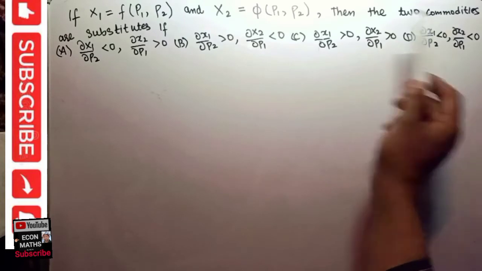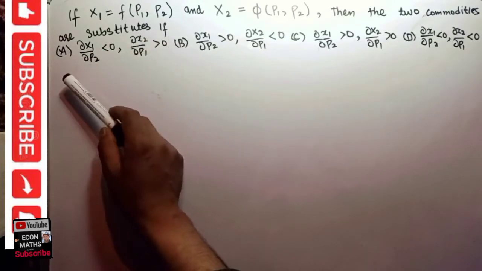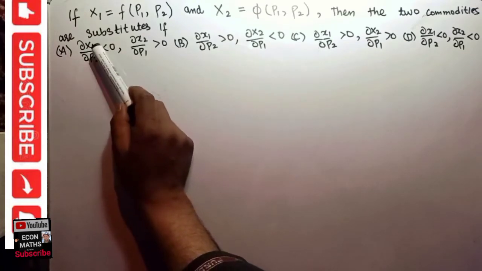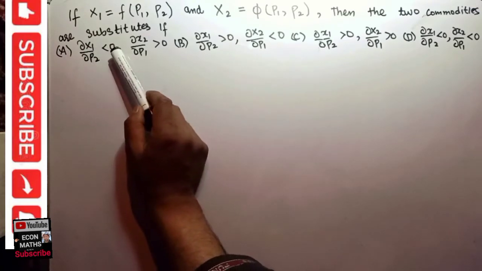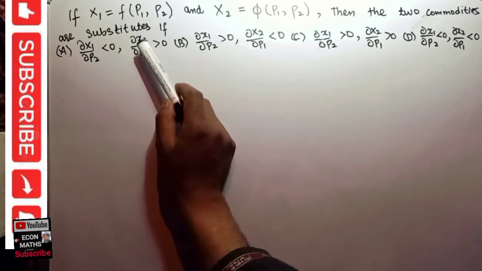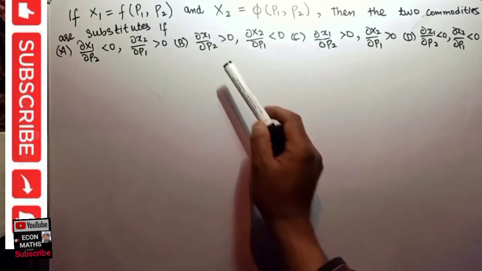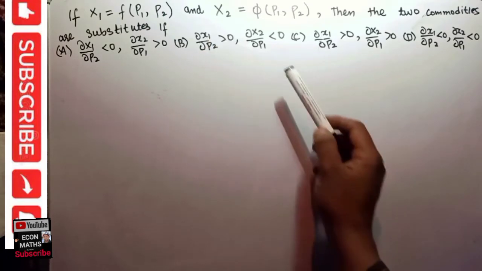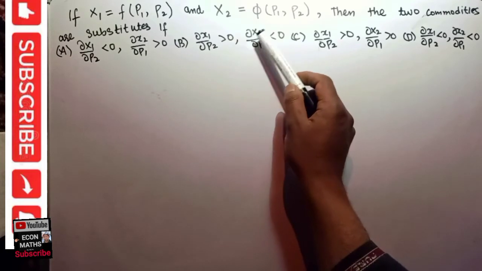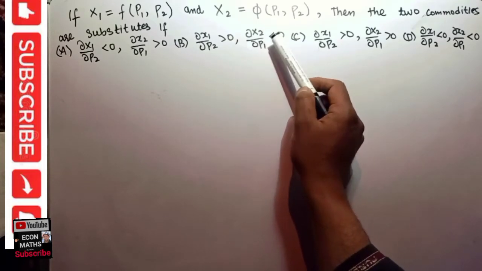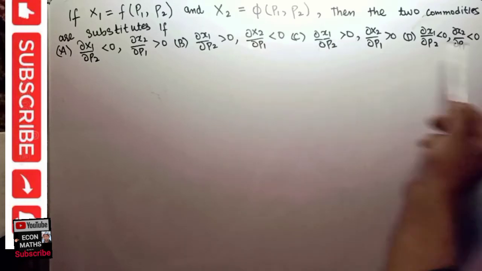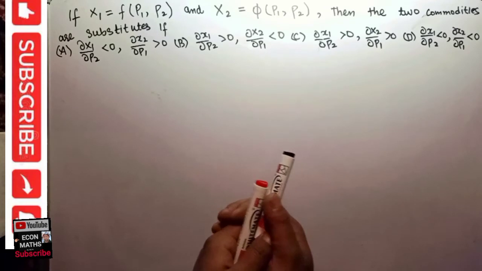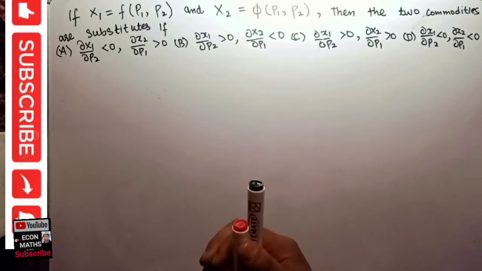Then the two commodities are substitutes if, the first option is given as the partial derivative dx1 divided by dp2 is less than 0, and dx2 divided by dp1 is greater than 0. The second option is like this: dx1 divided by dp2 is greater than 0, and the partial derivative dx2 divided by dp1 is less than 0, and so on. We are given these four options. Okay, we have to see what is the condition for the two commodities to be substitutes.